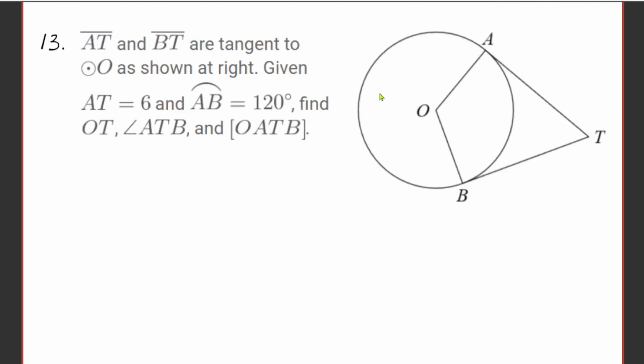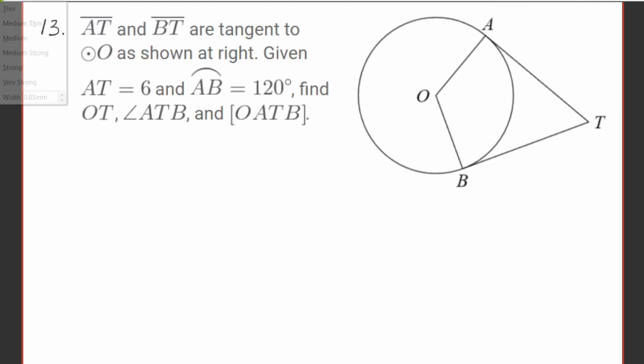Question 13. AT and BT are tangent to circle O as shown at right. Given AT equals 6 and arc AB is 120 degrees, which means this angle here is 120 degrees, right? Find OT, and the area of OATB.